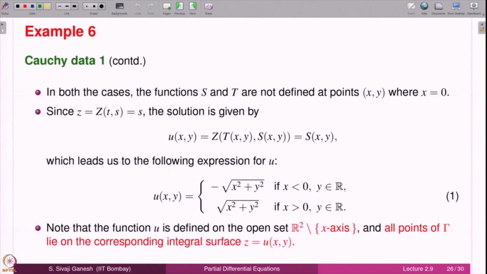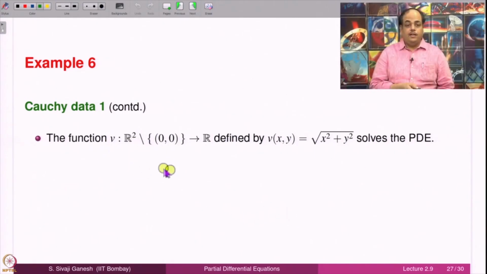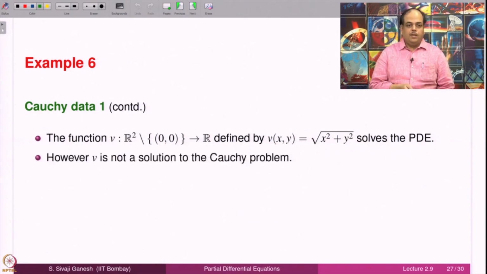So, this is global with respect to datum curve, not global with respect to domain, because it is not defined everywhere on R2 minus (0,0). No, it is defined on R2 minus x axis. Now, another function v defined on entire domain R2 minus (0,0) given by this formula, it also solves the PDE, but the problem is it is not a solution to the Cauchy problem.